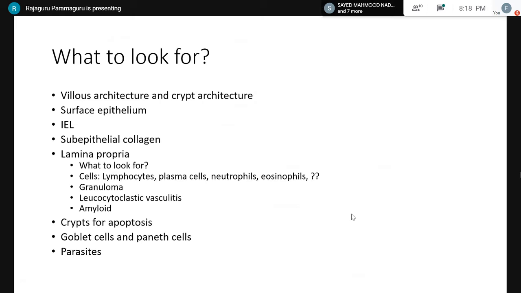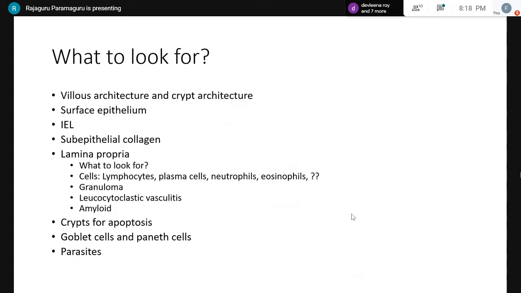Then in the lamina propria, what we'll have to look for? Lymphocytes and plasma cells, their presence is normal. They are normally present in the lamina propria. If they are absent, then it is abnormal. But neutrophils and eosinophils may be present, but if they are increased, then it is abnormal. Neutrophils, if they are present, then it means it is pathological. Then the other cell which you will have to look for is mast cell. So mast cell may be not as a part of systemic mastocytosis, but their increase has also been related to irritable bowel syndrome and mast cell activation syndrome and so on. So we'll have to look for mast cells as well.